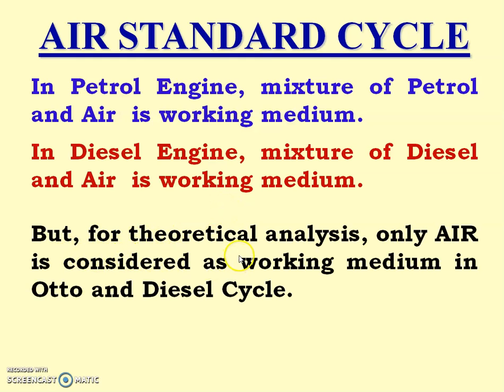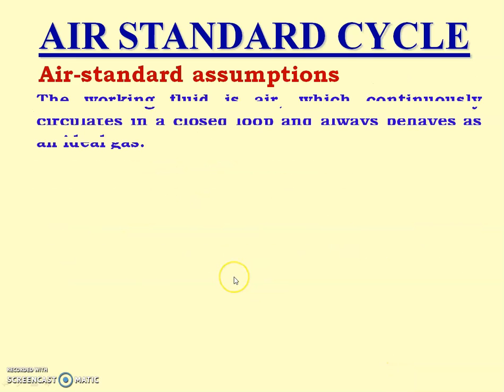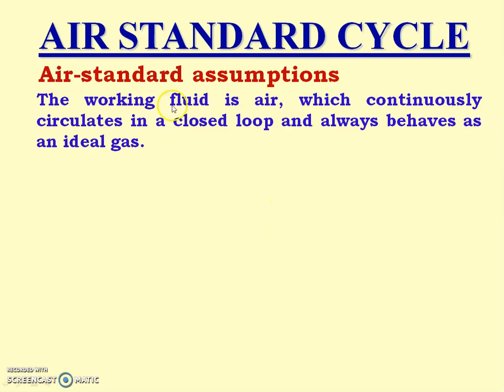But for the theoretical analysis, only air is considered as working medium in Otto and diesel cycle. So for theoretical analysis, that is for the theoretical calculation and deriving the equation of work done and efficiency of petrol engine or diesel engine, that is the Otto cycle and diesel cycle, we consider only air as a working medium instead of mixture of air and fuel. And therefore, it is known as the air standard cycles.